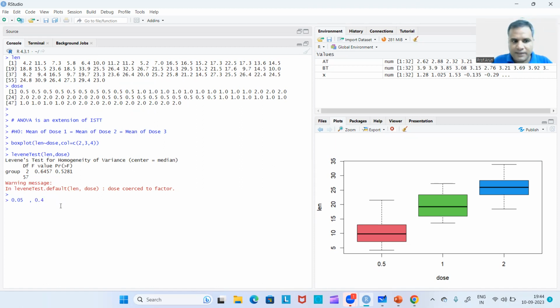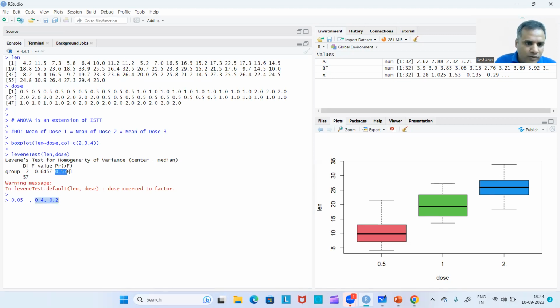Manoj ji is saying 0.4, and the second is 0.2. Both 0.4 and 0.2 are greater than 0.05. So if you get 0.4 or 0.2, it means you will not reject your null hypothesis.